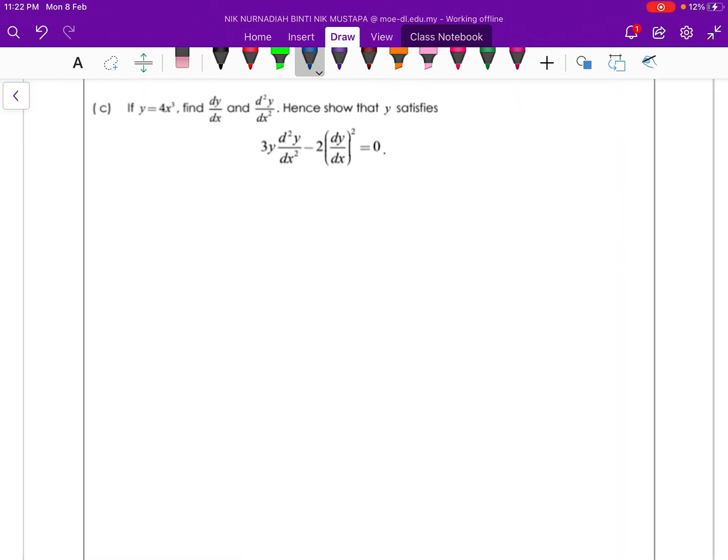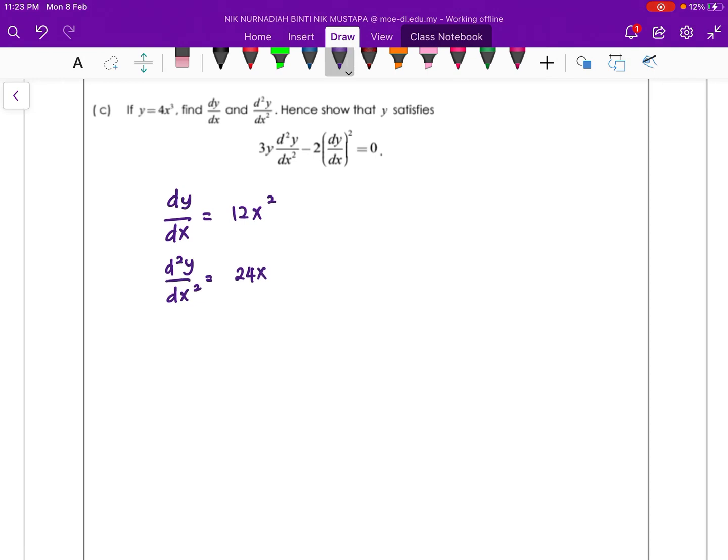Okay, find dy dx and d2y over dx square. Hence, show that y satisfied. Alright. So first and foremost, we find our dy dx first. Dy over dx is equal to, okay, bring down power, 12x square. Bring down power, reduce power, and then our d2y over dx square. Bring down power, 12 multiplied by 2 equal to 24x. Okay, very simple.